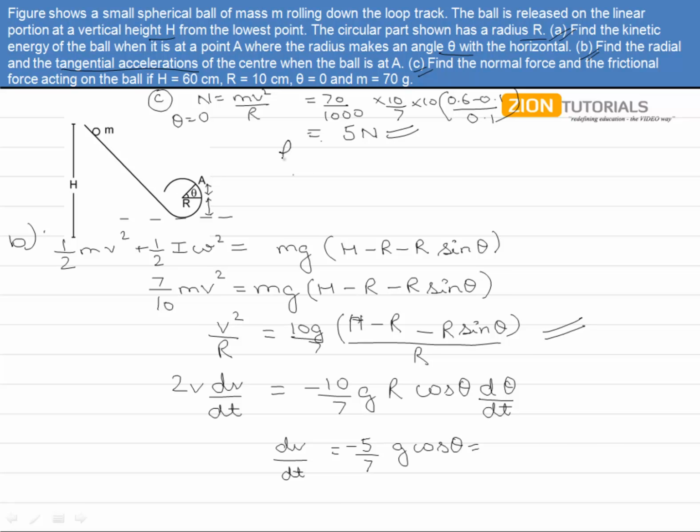Further, the frictional force equals mg minus ma, right? So we can put the values over here too, that is m into g minus a, which is 5 by 7 into 10, giving us 0.2 newtons.